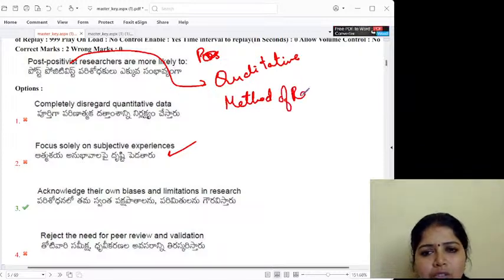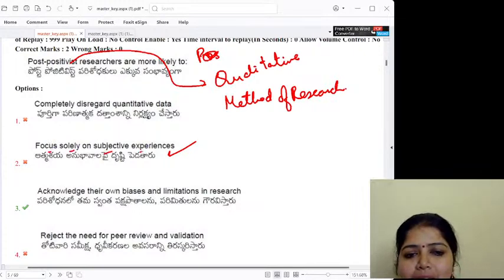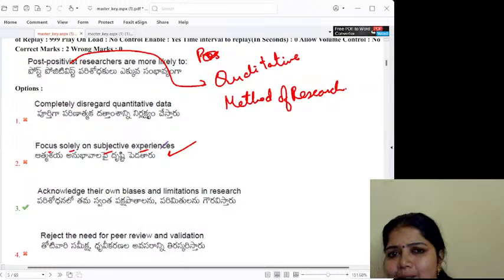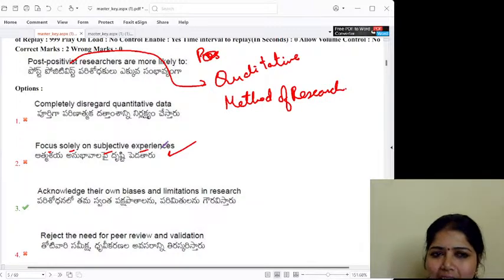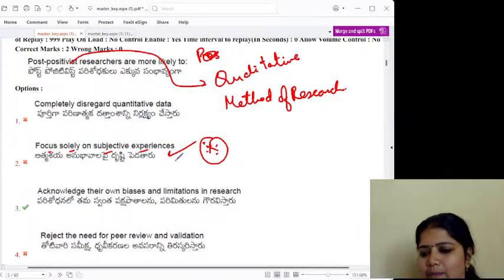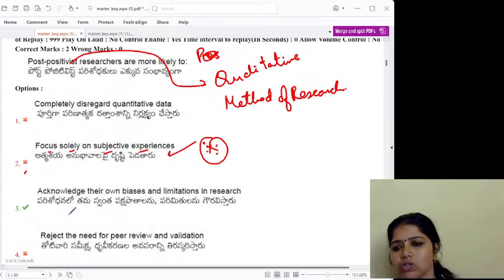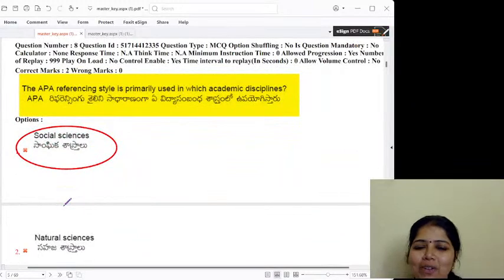If it is a qualitative method of research, the subjective experience will also come. Subjective experience means what the learner expects, right? The subjective experience will also be taken into account. Why they have not taken this, I don't know. It acknowledges their own bias and limitations in research. But why not this is my question. Why not this, my question? Because there may be some students who have selected this option also. So this also has the priority to be chosen for post-positivist research. Yes, right. And this APA also I have a doubt.